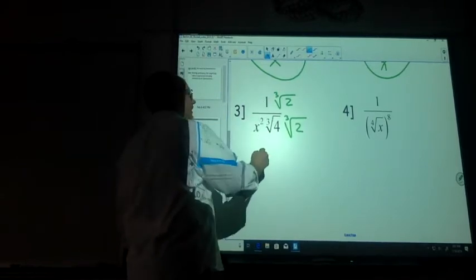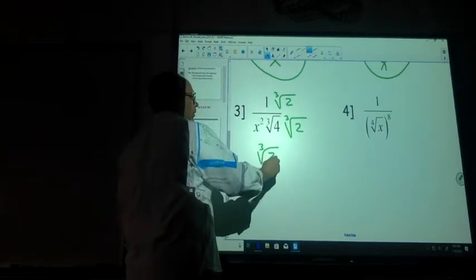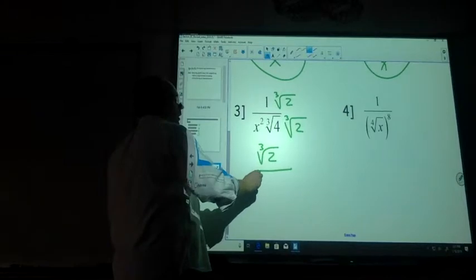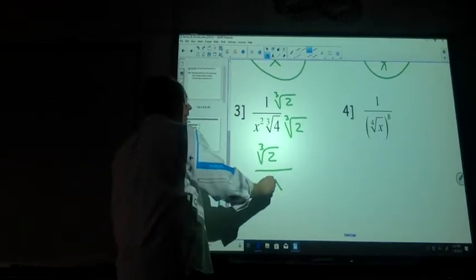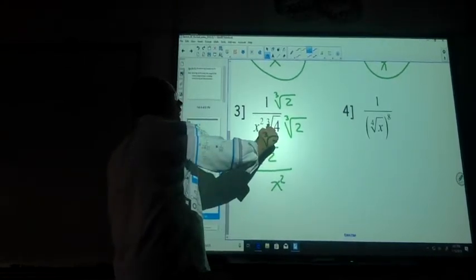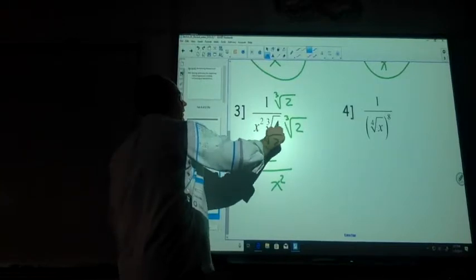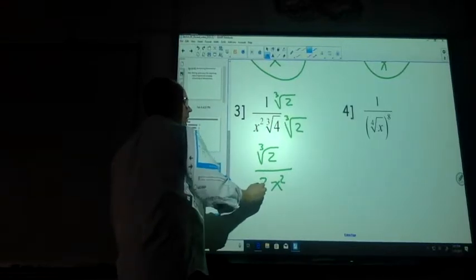All right, so 1 times this, I'm just going to get third root of 2. Everyone okay with that? That x squared comes down. What is the third root of 8? 2. Done.